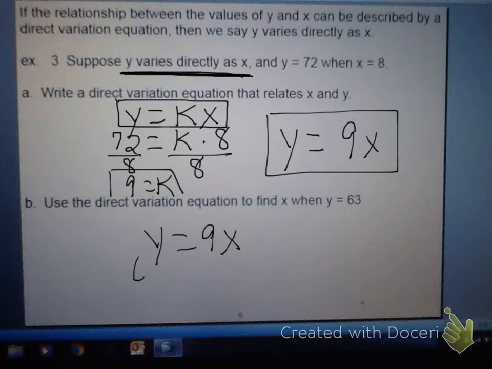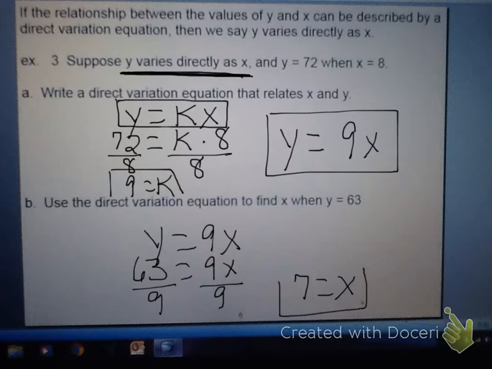So y is 63, so that 63 is equal to 9x. Divide both sides by 9. 63 divided by 9 is 7. So 7 is equal to x. Now, make sure that back up in example A, after you find k, don't forget to write the direct variation equation with x and y staying x and y, and plugging in 9 for k. This is the direct variation equation right here. These are kind of like points. Like x is 7, y is 63. That's a point for this line.